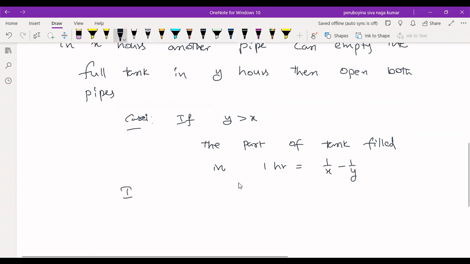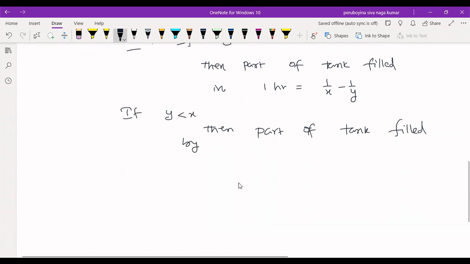Case number 2. If Y is less than X, then the part of the tank filled in 1 hour is equal to 1 by Y minus 1 by X.